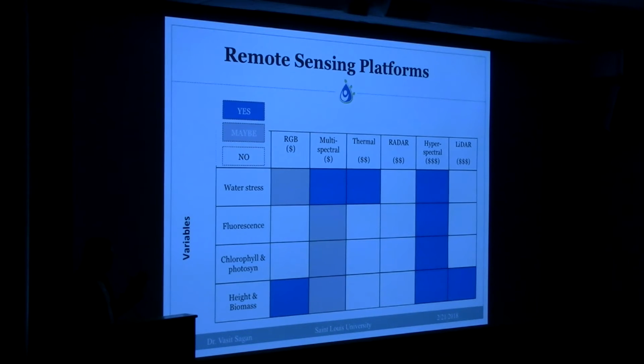There are numerous cameras, thermal, hyperspectral, RGB, this, that, and do I need all of them? Which one works for my case, right? That's another question we often ask. For water stress, multispectral cameras may work, thermal works, and hyperspectral is the best. Radar and LiDAR may not be an ideal tool for that. For fluorescence, hyperspectral is the best. For photosystem function, hyperspectral is the best. And for high biomass, maybe RGB and LiDAR.